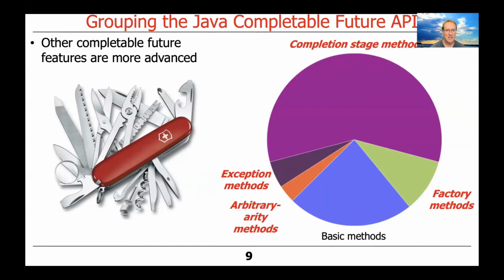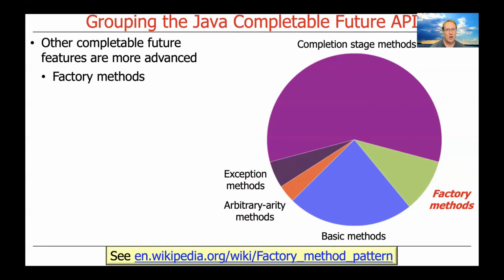Then the bulk of the methods, and certainly the ones we're going to focus on, are the more advanced capabilities. These include the factory methods, completion stage methods, exception methods, and arbitrary-arity methods. And I think you'll be really interested in these styles of methods because they do some very, very powerful things. So let's start with a quick overview of factory methods. Again, I'm just giving you the bird's eye view right now. We will clearly go into this stuff in much more detail in the not too distant future.